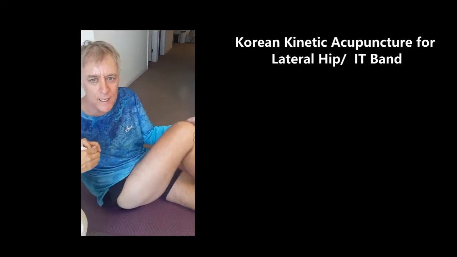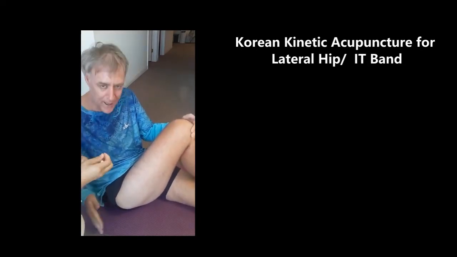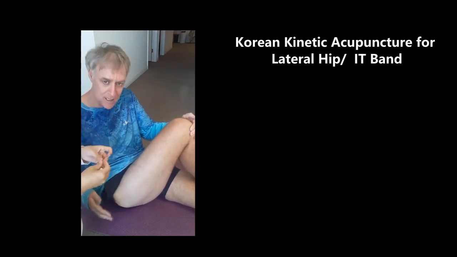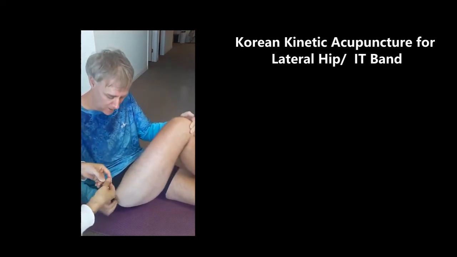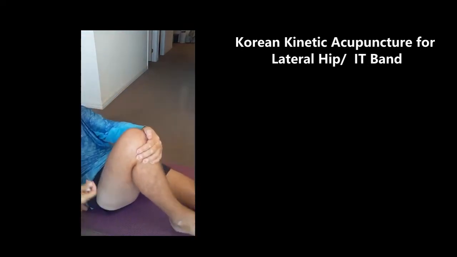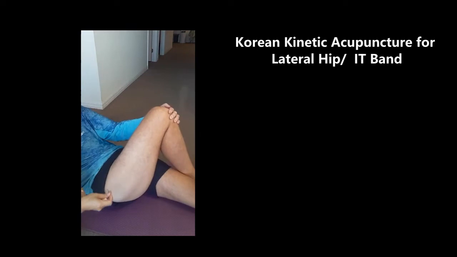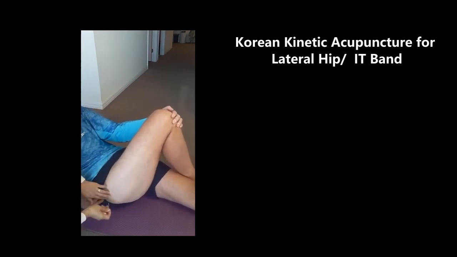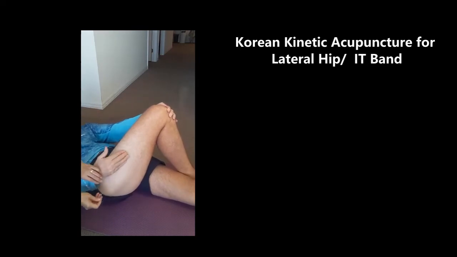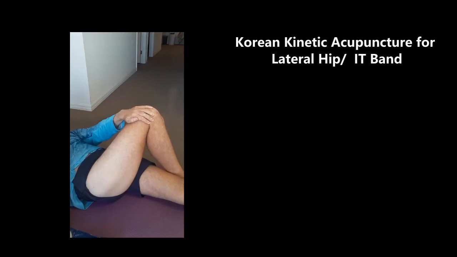Okay, we're going to do the Korean Kinetic Acupuncture for the hip and IT band, tensor fascia latae. So this is for pain on the outside of the hip that patients may have. The first thing is you put the hips in a stretch position. We're going to cross the leg over. And then we're going to insert the needles on the painful trigger point areas along the IT band. Okay, there's 2 needles right here. They're hard to see.